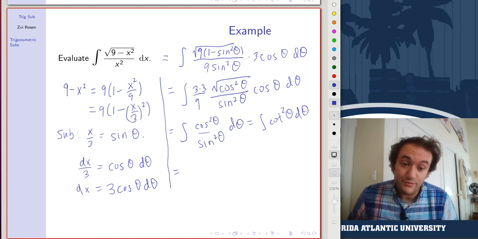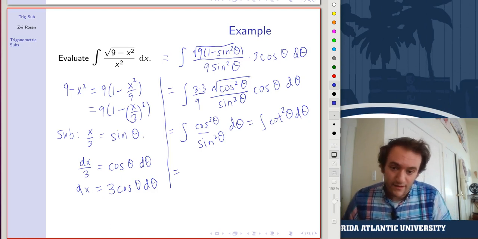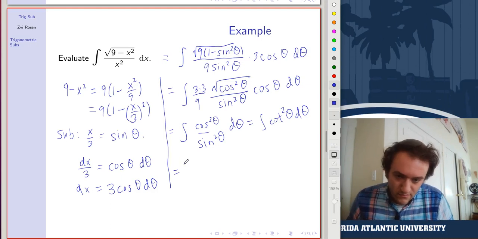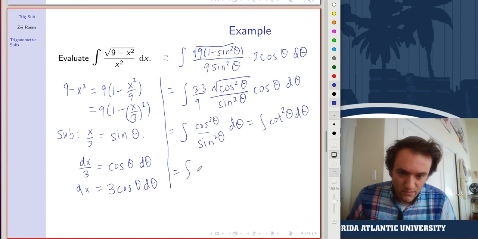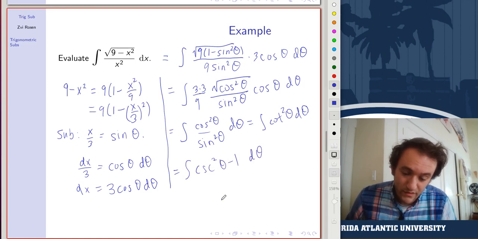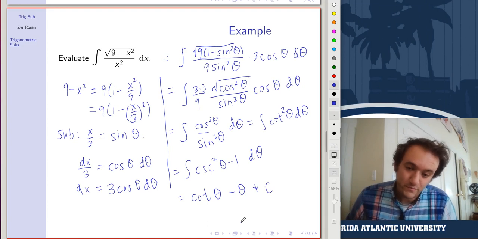So we arrive at the integral of cotangent squared of theta d theta, and one way to integrate this is to use the Pythagorean identity, turning this into cosecant squared theta minus 1 d theta. And the antiderivative of cosecant squared theta is cotan theta. Cotan theta minus theta plus c.